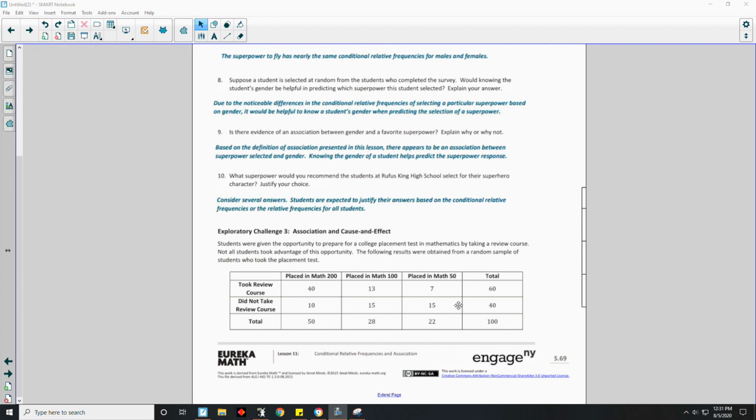Total of 100 students. So these are all percentages as well, since there were exactly 100 students. 40% placed in Math 200 who took the course, 50% placed in Math 200 whether they took the course or not. So let me explain college courses as well. So 50 is a beginner level and 100 is just a little higher.